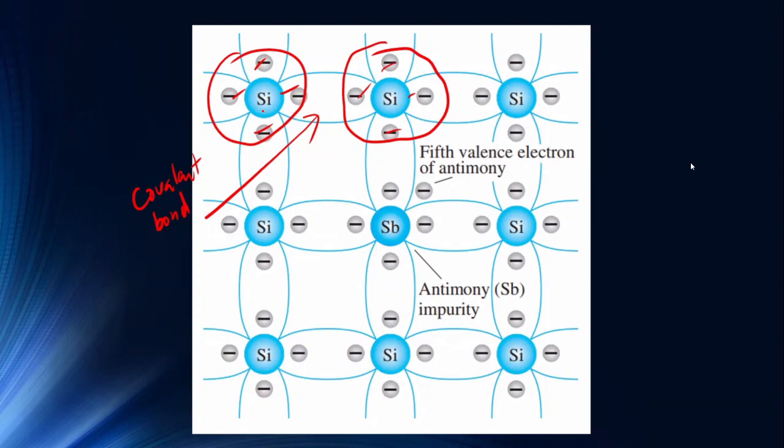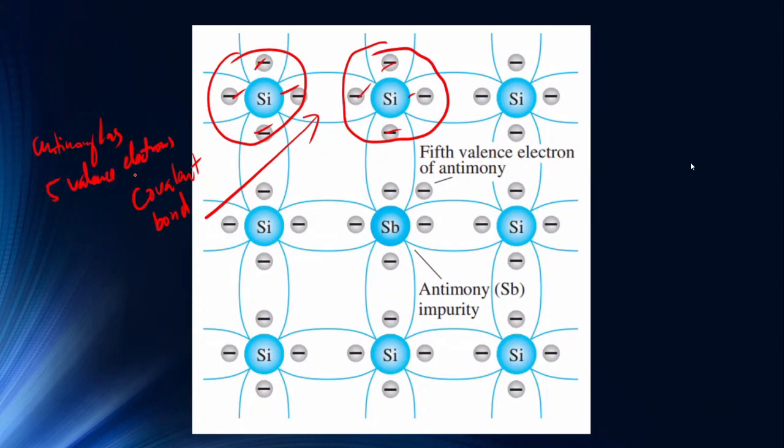But what if nag-inject tayo ng isang impurity na galing sa group 15, which is, for example, Sb. Sb is antimony. Stibium ang ibig sabihin niya. But hindi na natin concern yun, no? Sa mga chemist yan or chemical engineer. Antimony has 5 valence electrons.